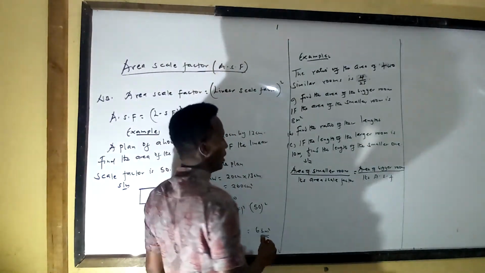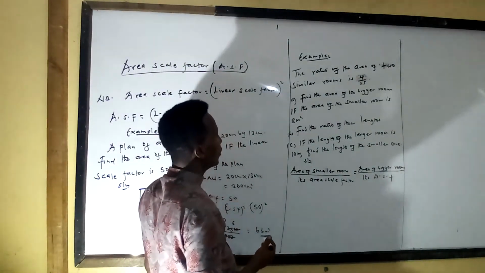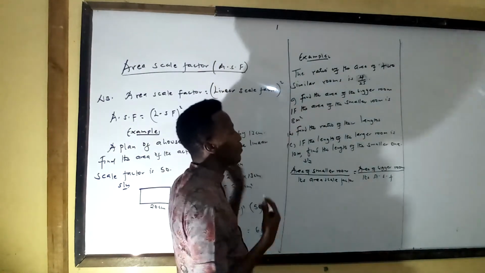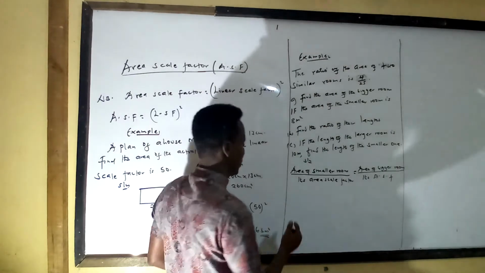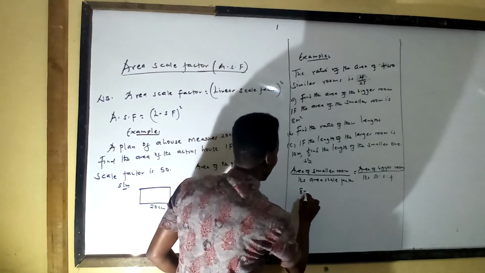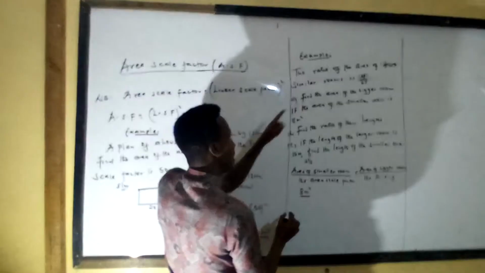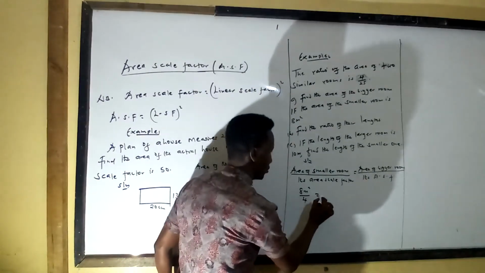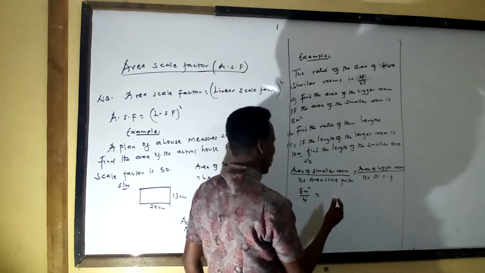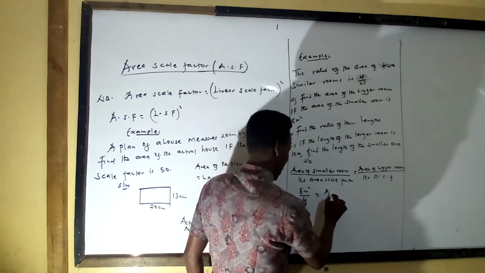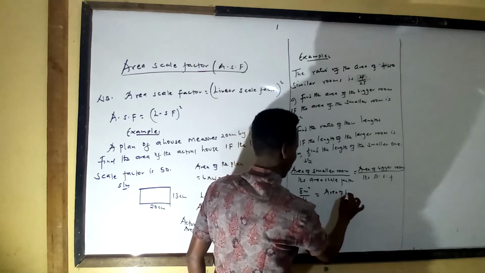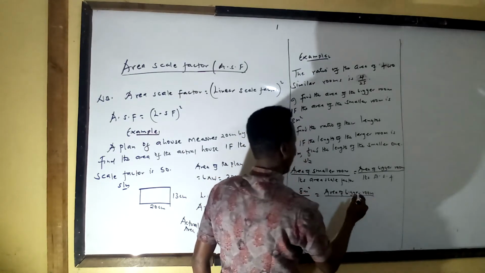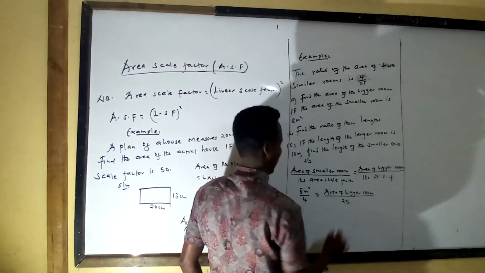So we know that the area of the smaller room is 8 meters squared, because you have to find the area of the bigger room. So we can say 8 meters squared divided by its area scale factor, which is 4, is equal to the area of the bigger room divided by the area scale factor, which is 25.